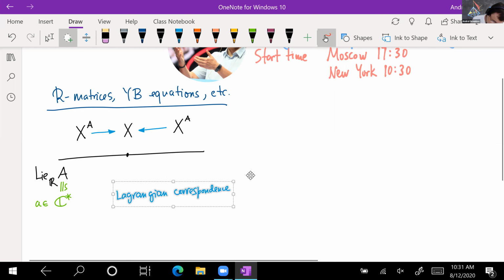So this theorem needs a precise statement, which we'll give in a second. But before we give that precise statement, this implies Yang-Baxter and everything. So this is because what is this?